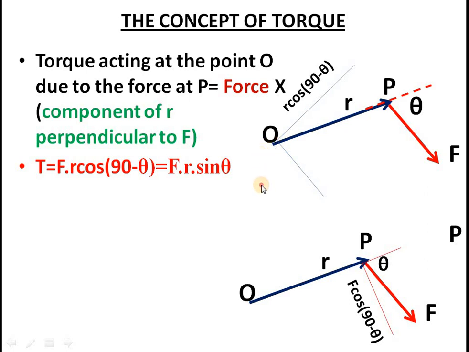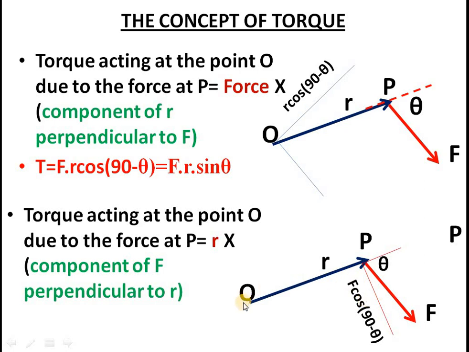Or in other words, you can take the component of force also. We have the position vector R. Now take the component of force perpendicular to R. Previously it was the component of R perpendicular to F, that was R cos(90 - theta). In the second figure, you can write R multiplied by the component of force perpendicular to R. That is also true. In this case, we can write the component of force perpendicular to R into R. So that again gives you F R sin theta.